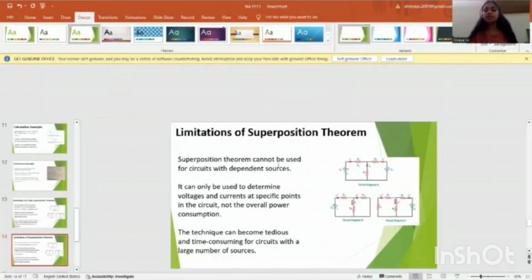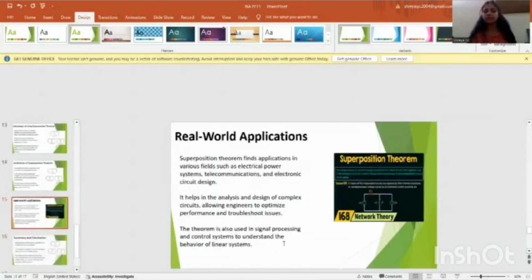Here, superposition theorem cannot be used for circuits with dependent sources. It is only applicable for independent sources. Next, it can only be used to determine voltages and currents at specific points in the circuit, not the overall power consumption. The technique can become tedious and time consuming for circuits with a large number of sources.